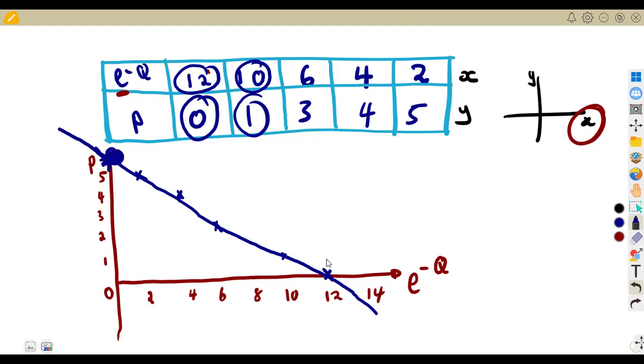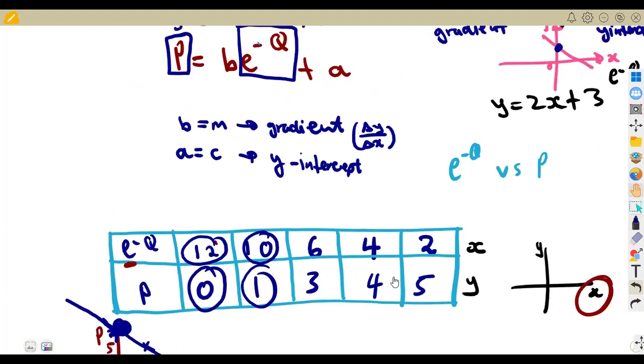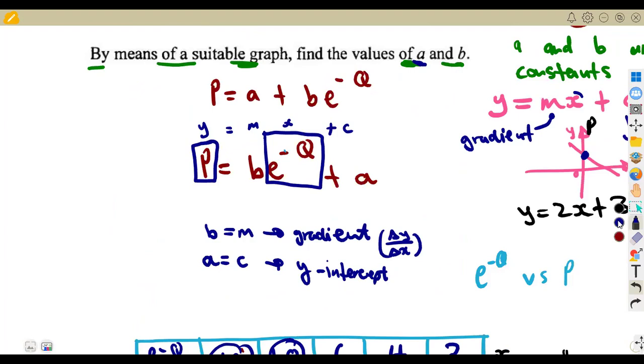Why do we need this point? Because it is the one that represents the y-intercept. And we said the y-intercept represents what here? The y-intercept is representing A. So to find A is to know the y-intercept. Simple. We just need the value. We just need the y-intercept there.